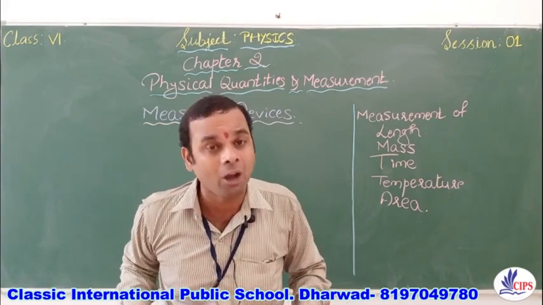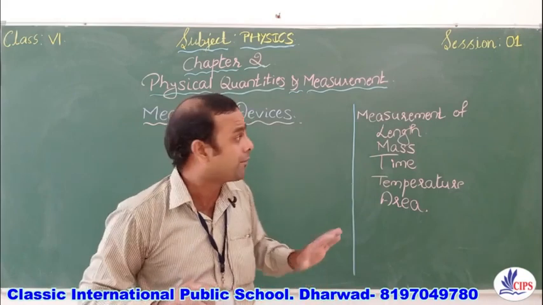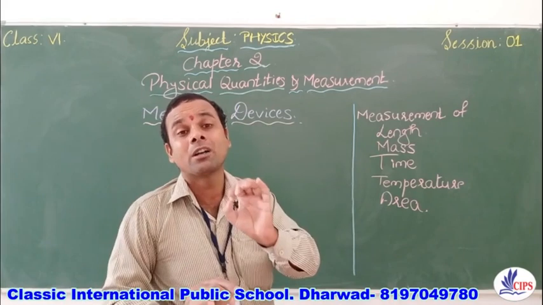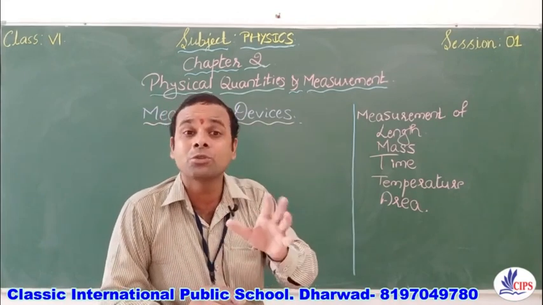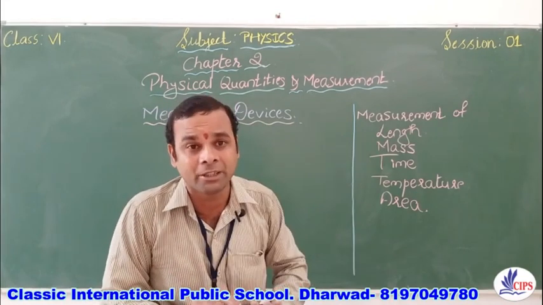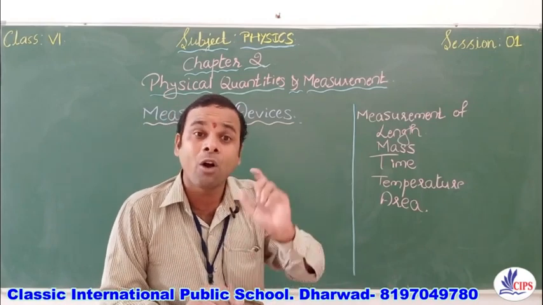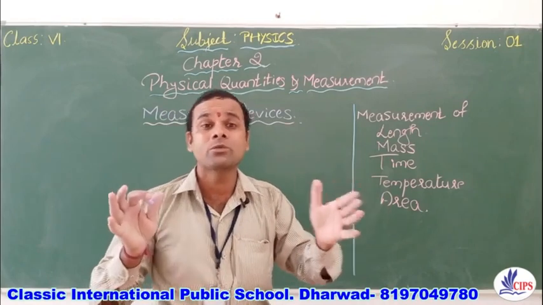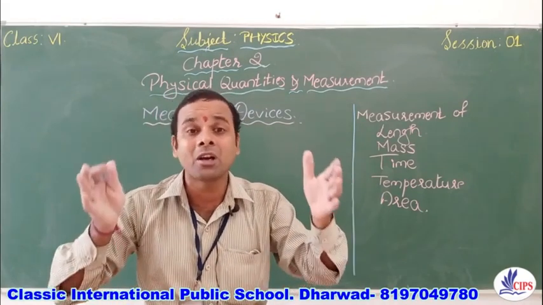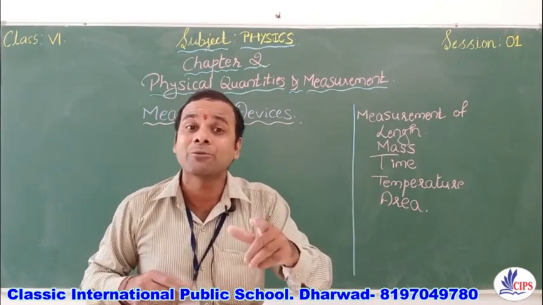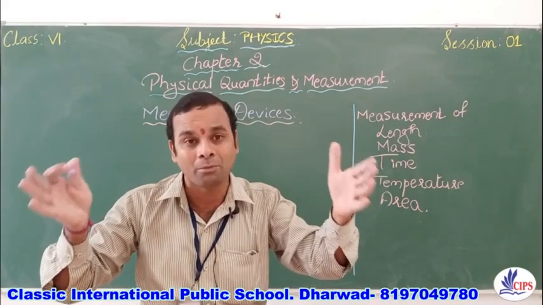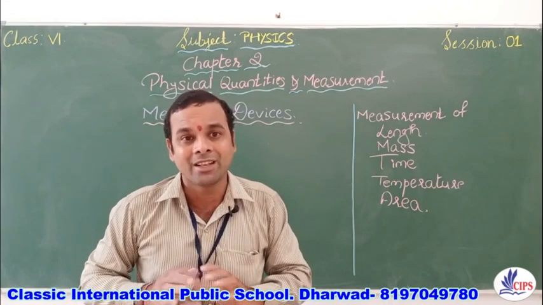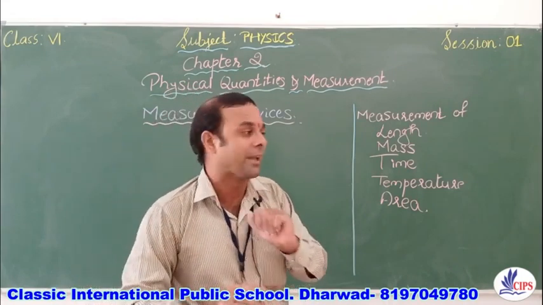So you have to choose a specific device for the measurement of the length of a particular object. Clear? Therefore, measuring devices are compulsory for measurements. You cannot use any device for any measurement. All the devices we speak of now are for length only, but for different lengths of objects, different devices are constructed. Is this clear? Okay.